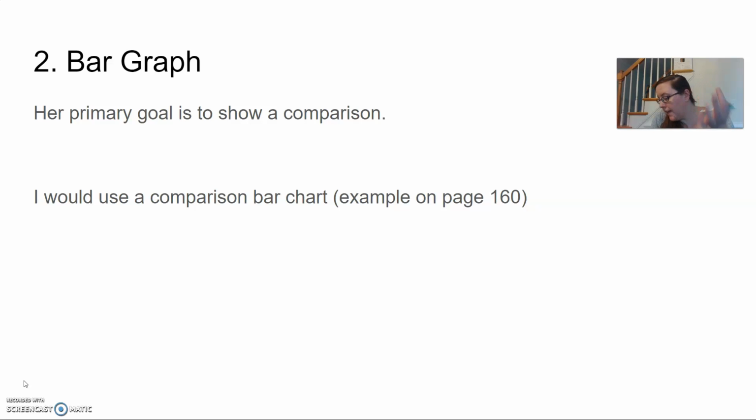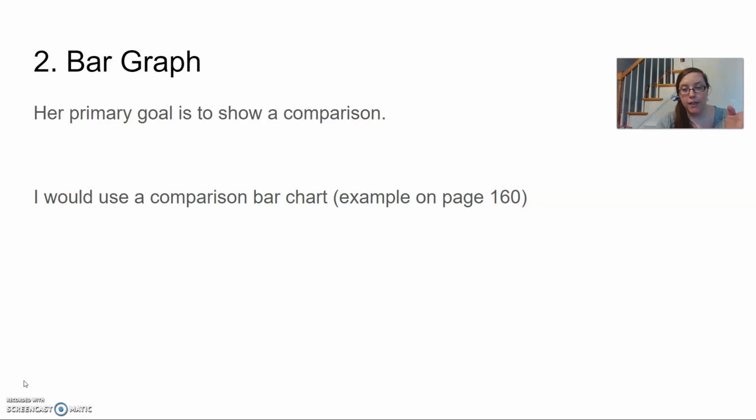Okay, so for the second option, we have a marketing department for an amusement park, and they are doing a comparison. They're basically comparing their pricing structure and attendance at the park to a competitor's pricing structure and attendance at a park. For this, I would use a comparison bar graph. I don't even know if that's what it's called, but you can find an example on page 160. And basically what it does is it shows, and usually color is involved, the difference between the 2 parks.